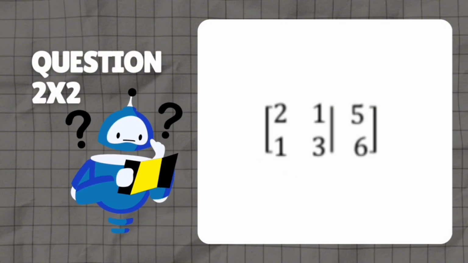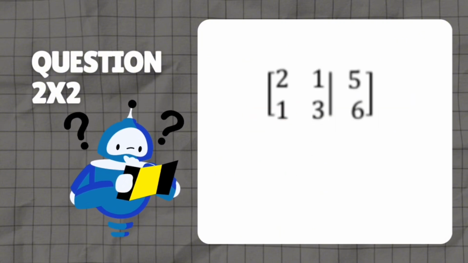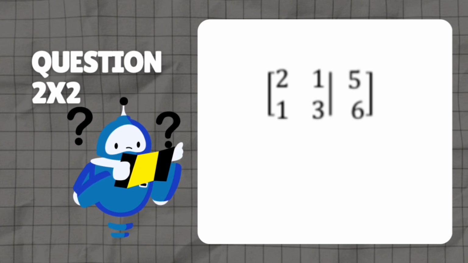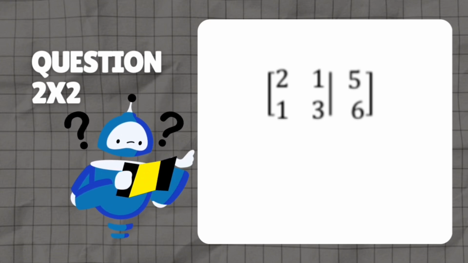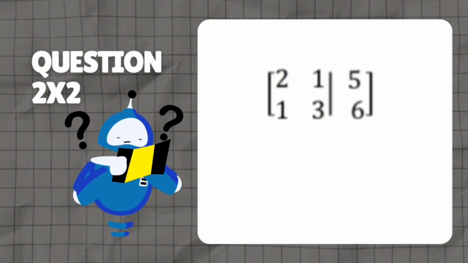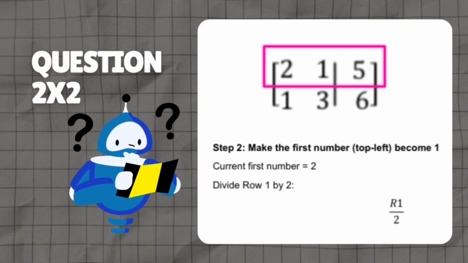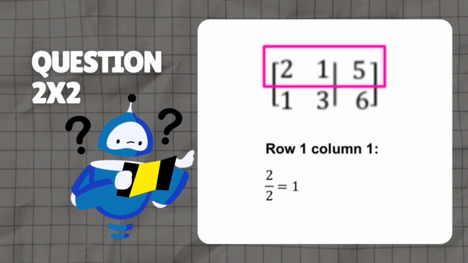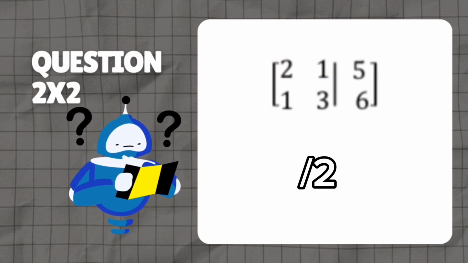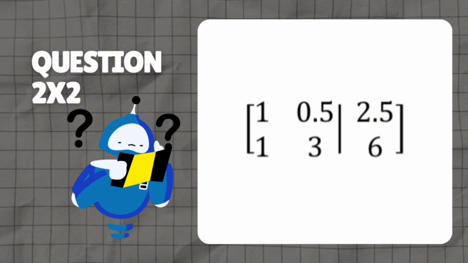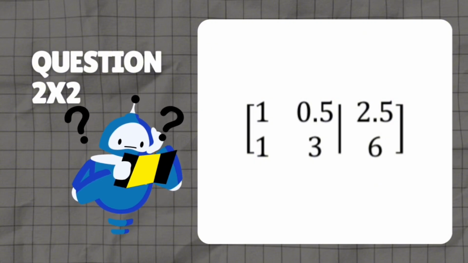Step 2 is to make the first number become 1. Next, we look at the first number in the top left corner of the matrix. The current value is 2. To make it equal to 1, we divide row 1 by 2. We divide every element in row 1, column 1, column 2, and column 3 by 2. After dividing, we rewrite the matrix with the updated values.